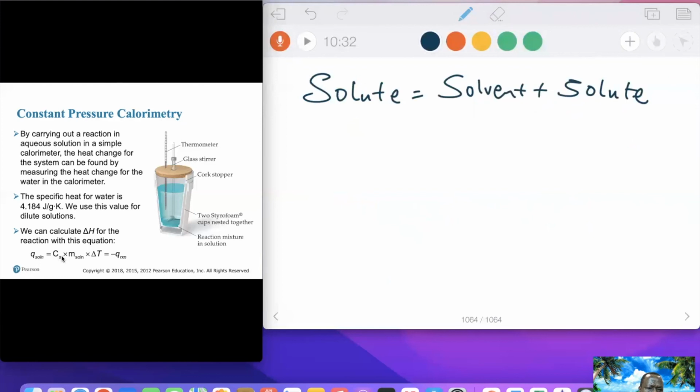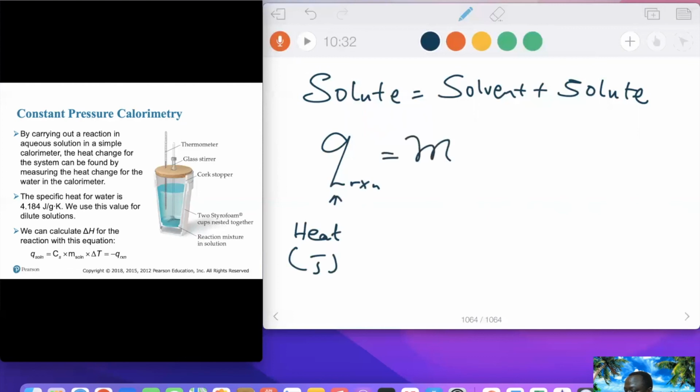This is a specific heat. This is a mass. Q for the reaction, this is the heat of reaction in joules, is given by the mass in grams times Cs, which stands for specific heat. You'll be given this unless you are asked to calculate the specific heat.